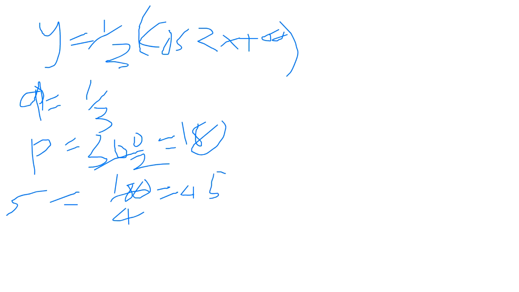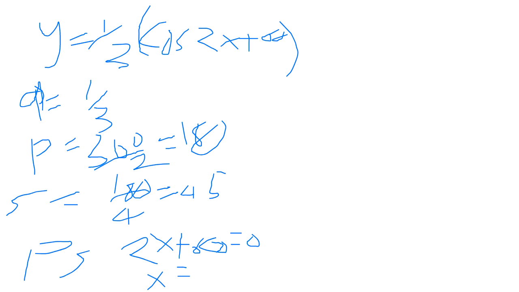Then my phase shift is 2x plus 60, which will give me 2x plus 60 equals 0. So x equals minus 30. So it will be 30 degrees, 30 to the left. That means you're going to move to the left 30 degrees.